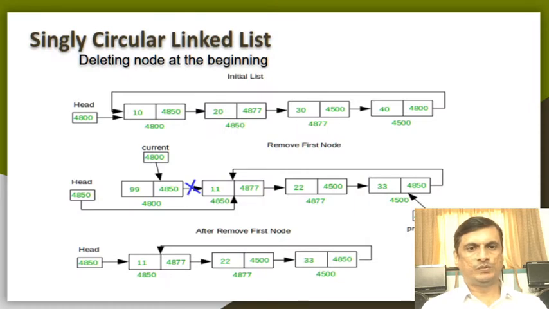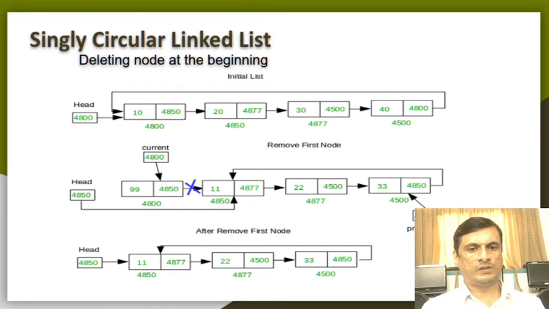Now we'll move to deletion of a node within the circular singly linked list. In this case also we'll have 3 options: one to delete at the beginning, one to delete at the end, and one to delete in between. So we'll start with the deletion of the node at the beginning.